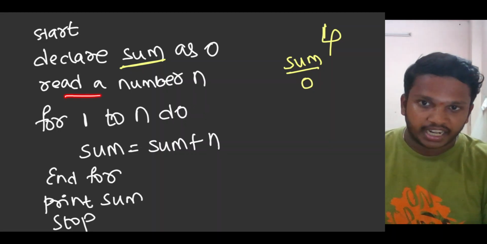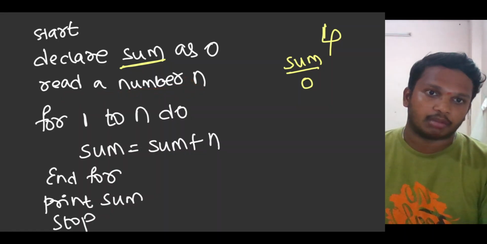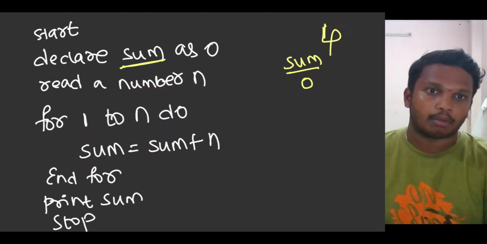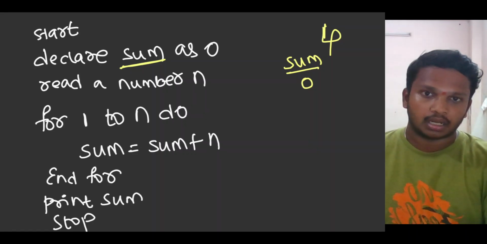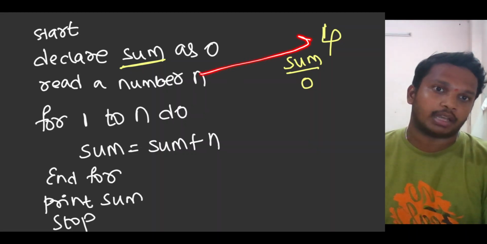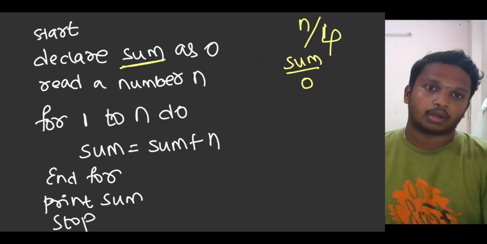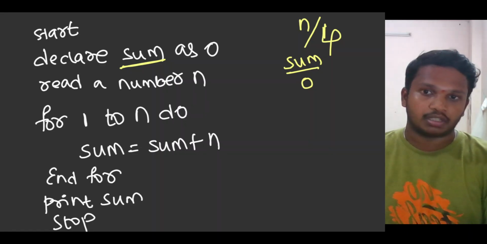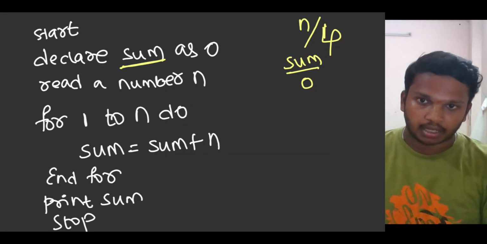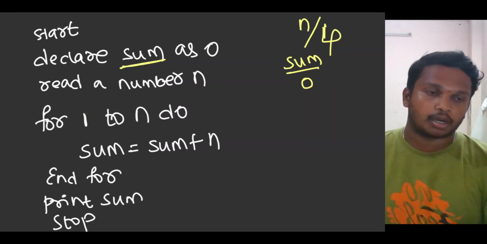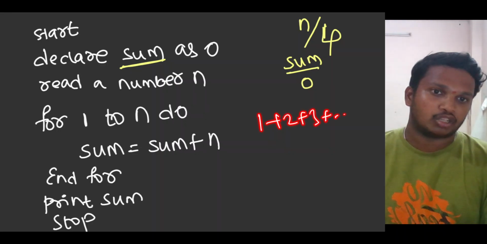Now read a number n. We need a variable to know up to which value we need to evaluate the answer. So that is n, and here we have given the n value as 4. The n value is 4 and the sum value is 0. Now coming to the statement below, use a for loop, because we are doing repetitive work: 1 plus 2 plus 3 and so on up to n.